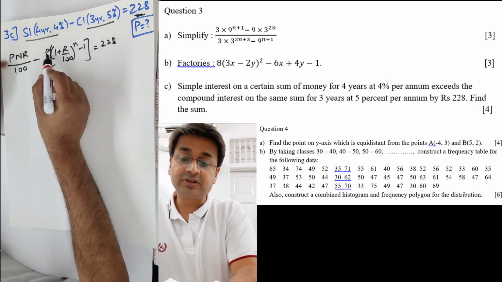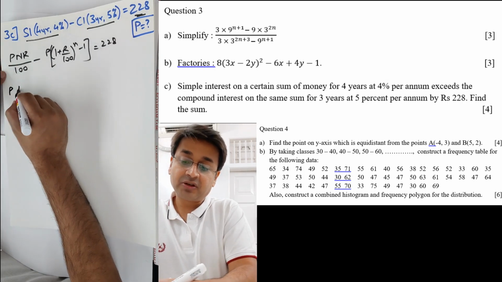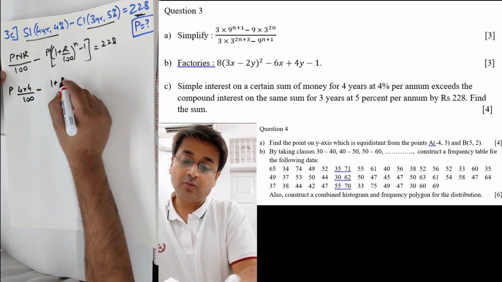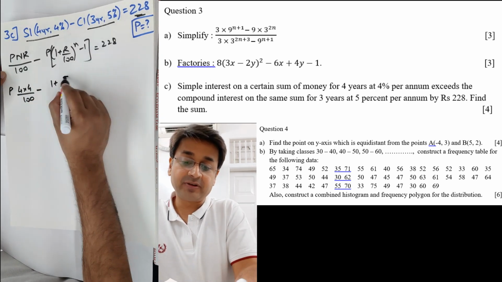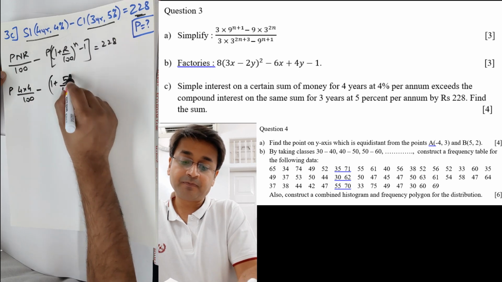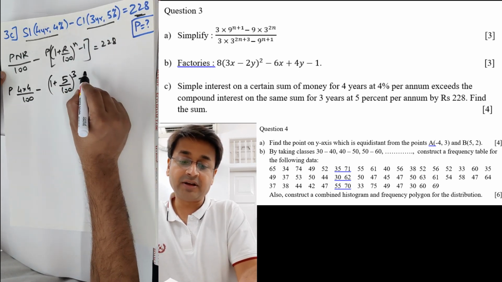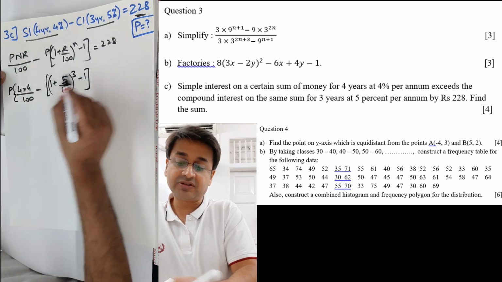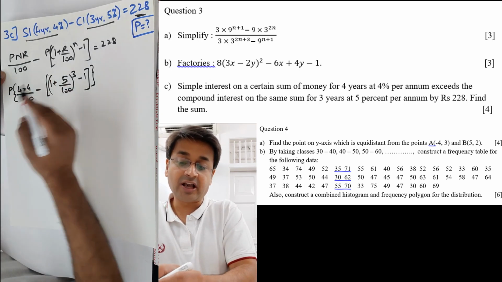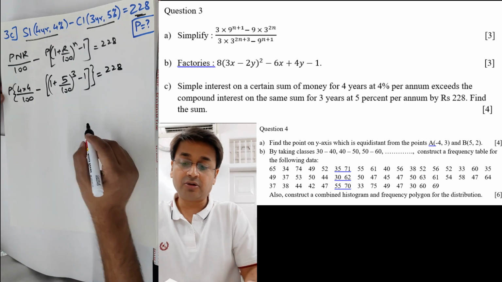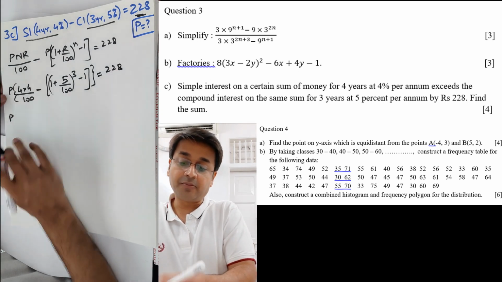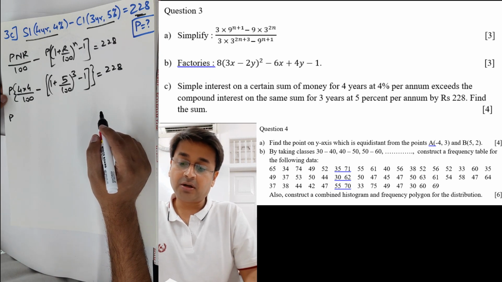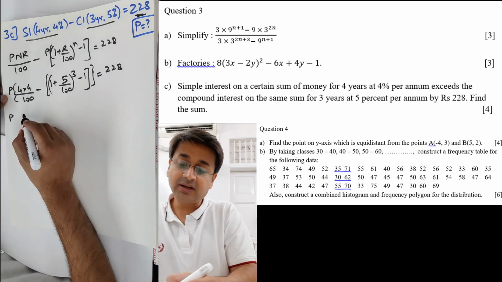So how are we going to do it? I'm pulling out the P common again. So this is 4 into 4 by 100 minus (1 plus rate 5% by 100) raised to 3 minus 1. Okay, putting this in one bracket, this in a bigger bracket to show that this P has been pulled out, is equal to 228. So right now I'm not deducting anything. Let's keep it as it is.